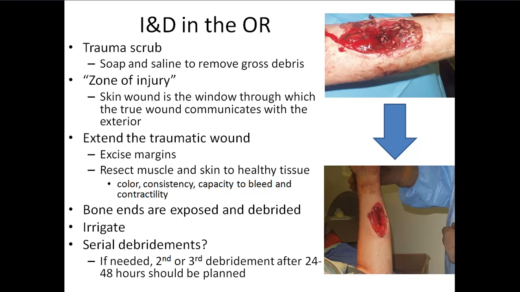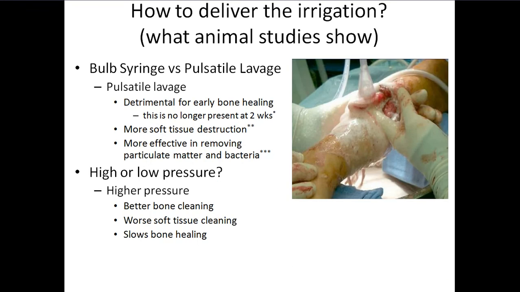So bone ends exposed are debrided and irrigated, and if necessary, serial debridements must be done on the second day, third day, and that depends. While doing debridement, you need to deliver the irrigation also. Irrigation is done by either continuous high pressure or low pressure, using a bulb syringe, all these things.